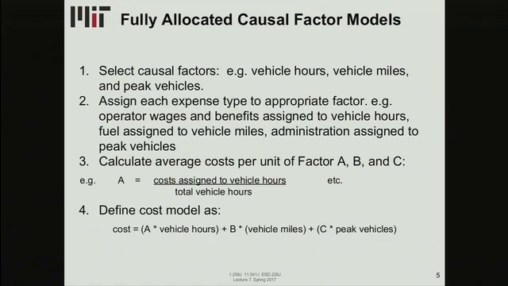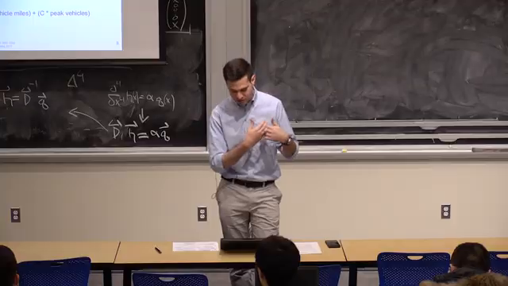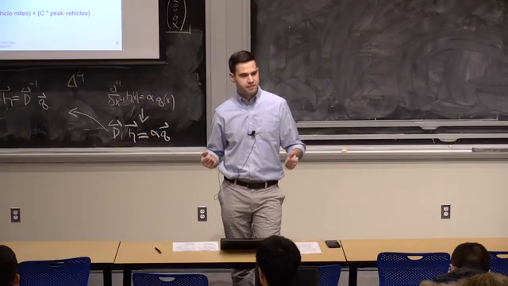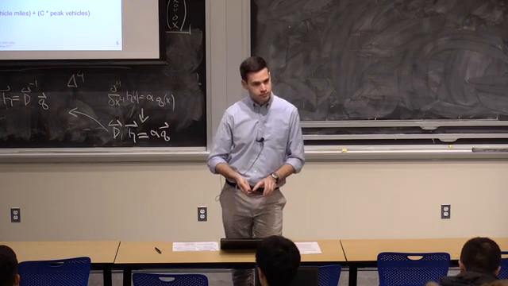After you do all those assignments, you calculate the average costs for each of the factors. So you have, for example, the cost assigned to vehicle hours divided by the total number of vehicle hours, and you have those unit costs. And then the cost model is simply each of those unit costs multiplied by the 3 explanatory variables that you included, right? So you multiply your unit vehicle hour cost by the number of vehicle hours, your unit vehicle miles cost by vehicle miles, and your unit peak vehicles cost by peak vehicles, and that is the total cost of the agency. Questions?